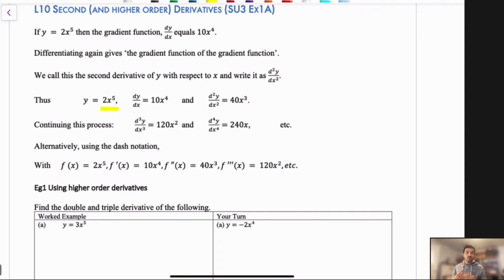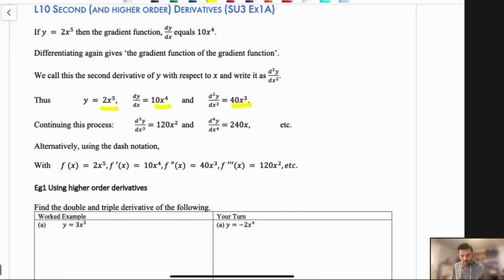Let's pretend you've got y equals 2x to the 5. dy by dx, the gradient function, is 10x to the 4th. We already know how to do that. And the next one is 40x cubed. You just differentiate once more.